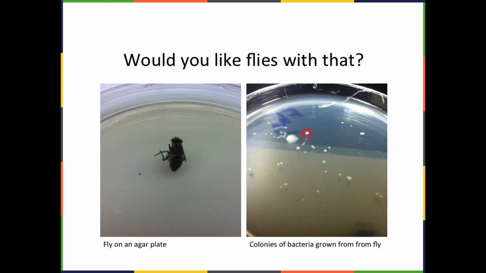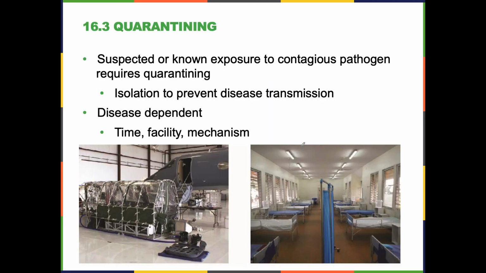Okay, so with that said, now we are sick. Now what do we do? What's our response? The response is always going to be very specific to the pathogen. If you have a known exposure, even a suspected exposure, to a contagious pathogen, remember, contagious refers to what? Easily transmissible, highly transmissible. If something is very contagious, you're going to have to quarantine. And then the level of quarantine is really going to be disease dependent, even the mechanism and the facilities you put them in.